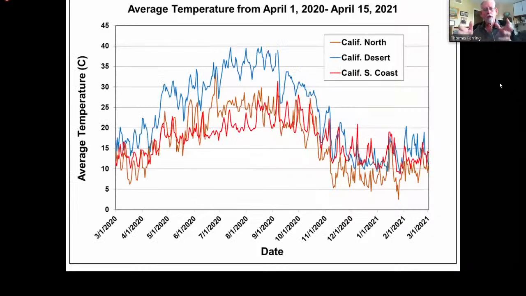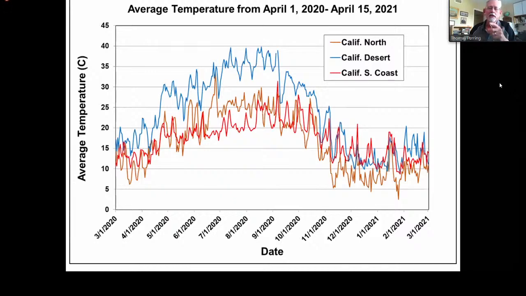I went to our weather station monitoring program called CIMIS, and I pulled down all of the daily average temperatures from April of last year to yesterday, just to see what the data would look like. And you can see they're very different. The California deserts, much higher temperature. The coast is down here on the bottom, okay? And then Northern California runs fairly close to the coast, but it's in the middle part.